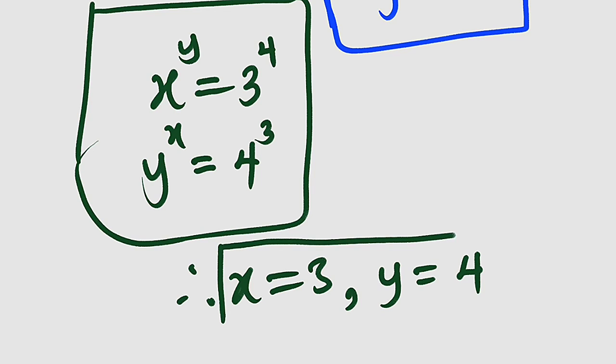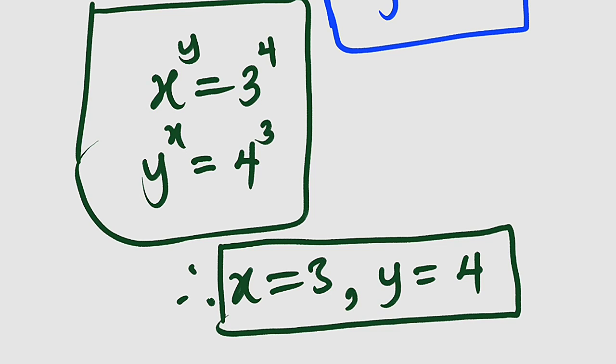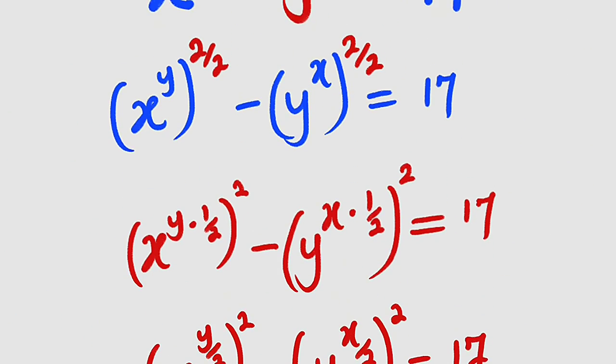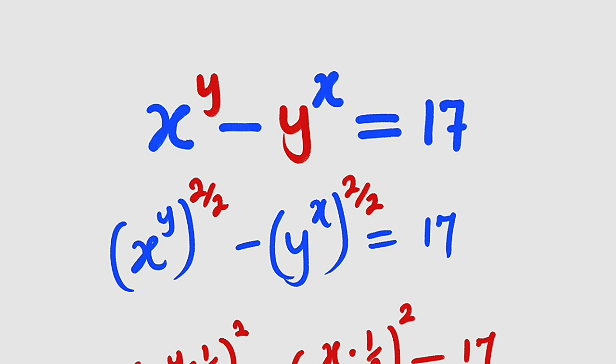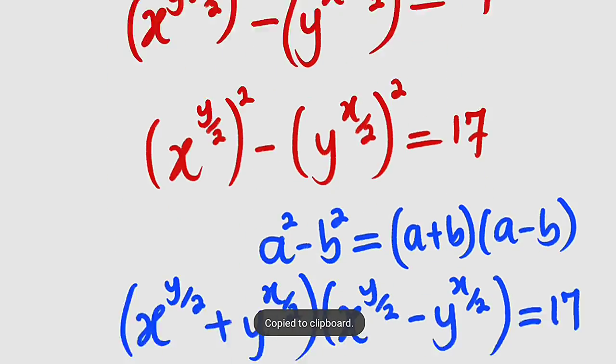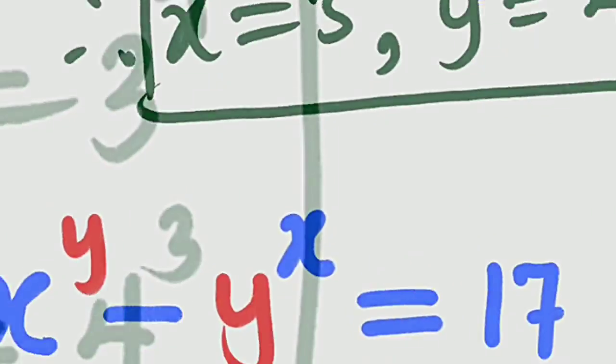But if you doubt, you can always check this solution in the main equation. And what is the main equation? The main equation is x to the power of y minus y to the power of x equal to 17. So let me just copy that, substitute the values, and see whether we are going to get 17, which is the right hand side.